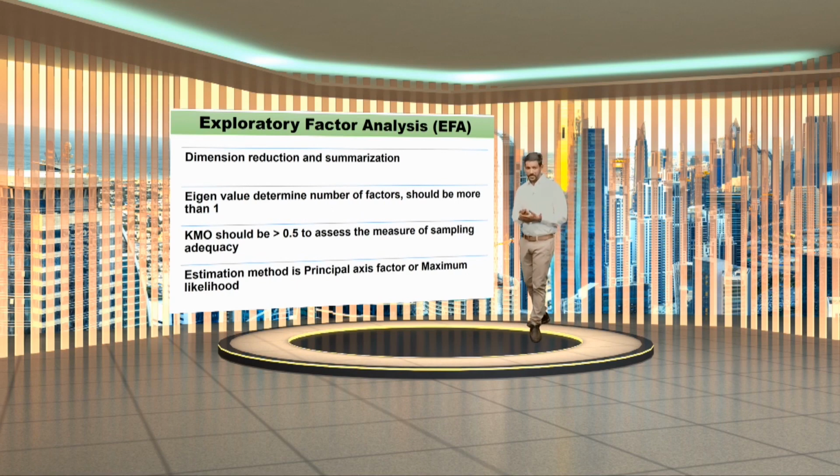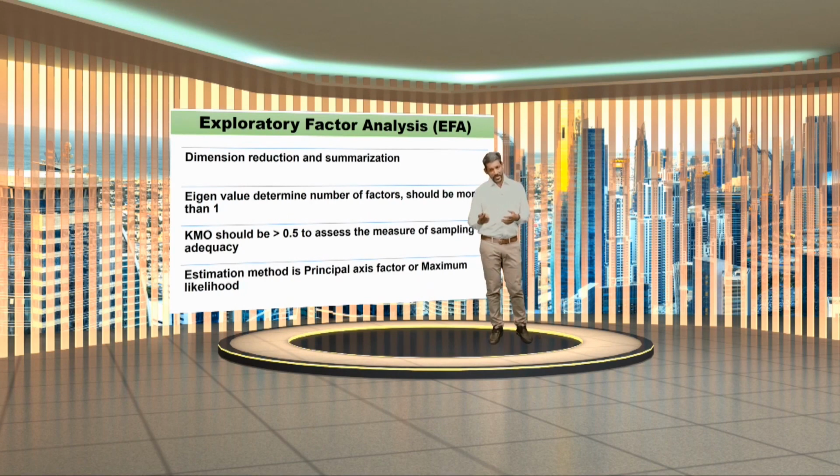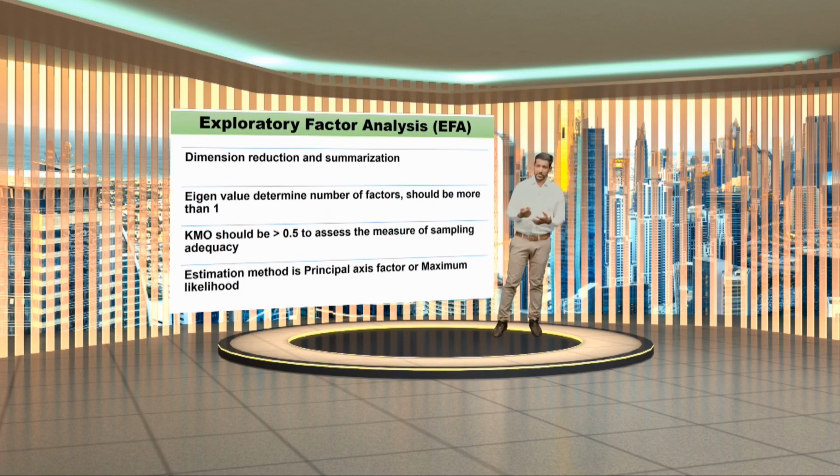How do you decide the number of factors? Because we have 20 items, 30 items in our hand, and we have to decide only a handful of factors or dimensions. That work is taken care of by the eigenvalue. And if the eigenvalue is more than 1, automatically it becomes a factor.